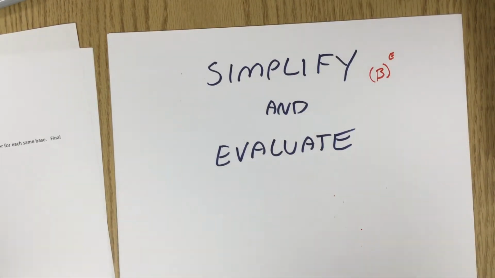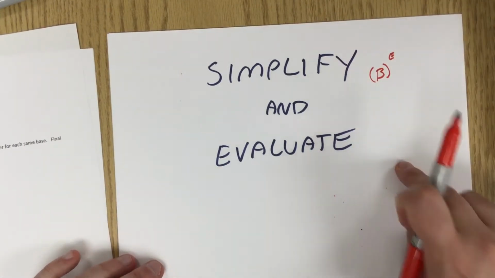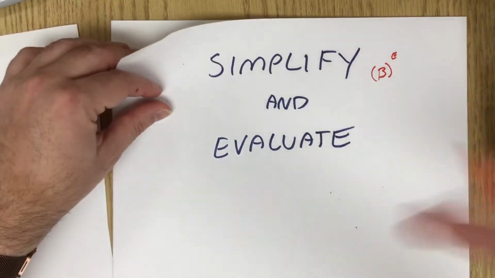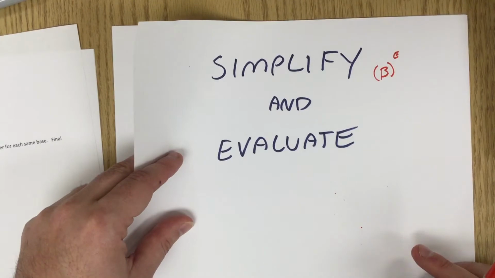We're not going to have letters here, it's just going to be numbers. And if you're told to simplify and evaluate, you have to simplify it, and then you have to evaluate it. You can't just evaluate it, because technically you could, but if the question says simplify and evaluate, then you must simplify and then evaluate.